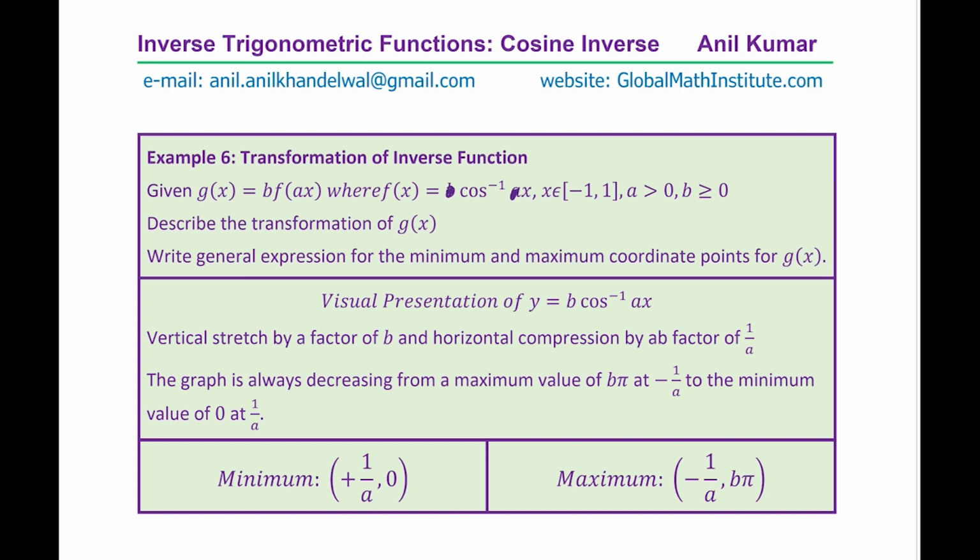So clearly, we have f of x, let me rewrite. f of x is given to us as cos inverse of x, correct? And g of x is vertically stretched by a factor of b, horizontally compressed by a factor of 1 over a. So there are two parts to this: you need to describe the transformations, and you need to write the expression for the minimum and the maximum coordinate points for the transformed function g of x. Clear? You can pause the video and write down the answer.